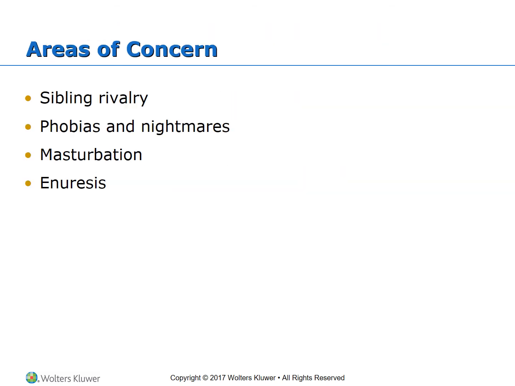Areas of concern: sibling rivalry. They're jealous. Nursing care, we have to be aware of the child's coping skills, especially their emotional skills. Reassure family adjustment phases are normal.